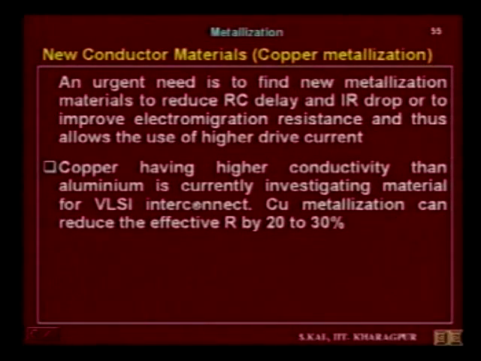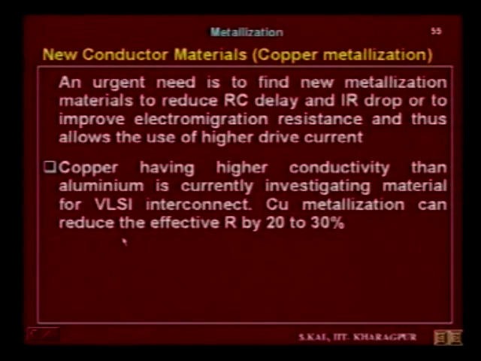And if the resistance increases, there will be a potential drop. The resistance of the metal interconnect lines is more, so obviously some potential drop will be there. Because of that, another problem comes: you cannot drive with high current. It loses the high current carrying capability, and if you try, then the electromigration problem will come. If the current density is more than 10 to the power 6 ampere per centimeter square, the electromigration problem will come. These are the problems of VLSI and ULSI devices, not of normal low frequency or medium complexity VLSI. Now, copper, having higher conductivity than aluminium, is the material currently being investigated for VLSI interconnect.